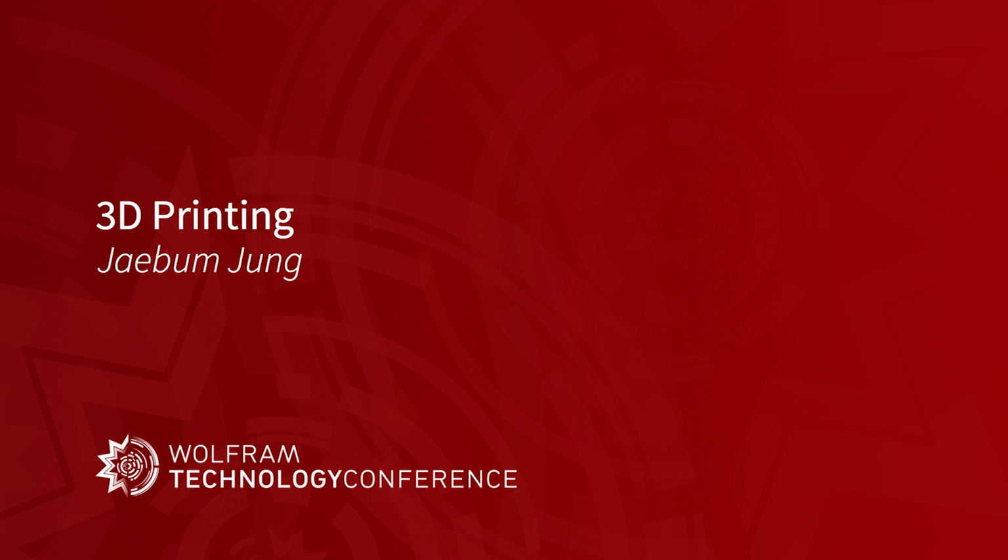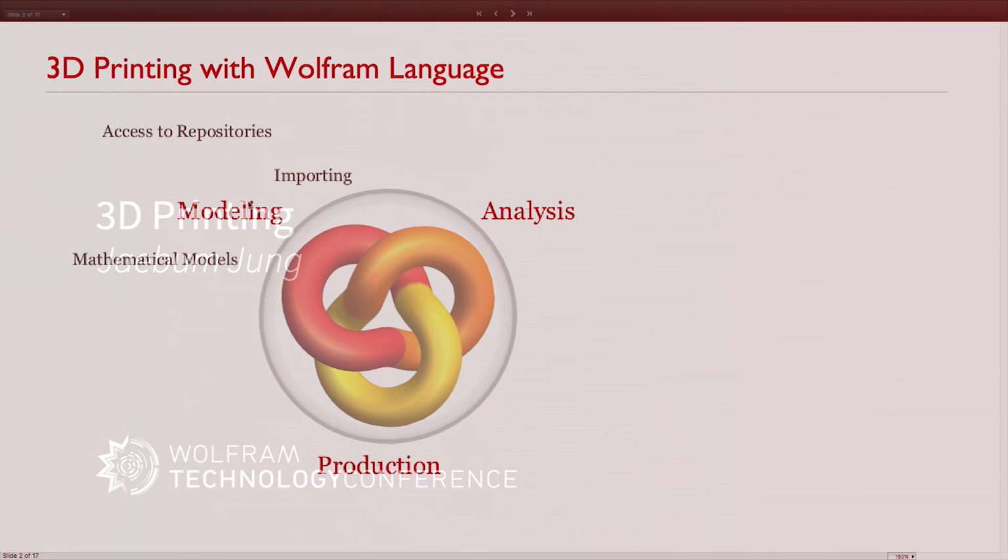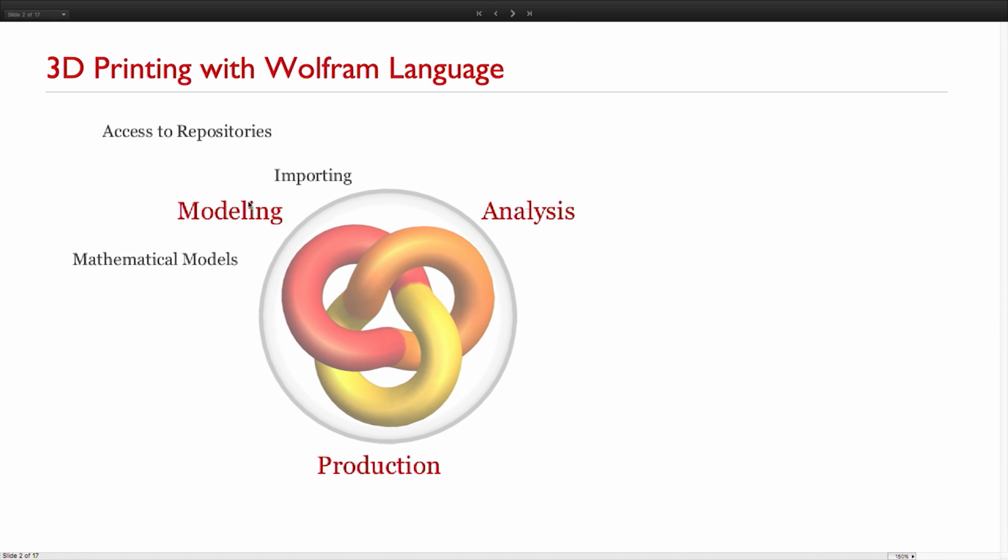So this is the general flow of 3D printing. The first step you need to do is get some model. There are various ways to get a model into Mathematica, like accessing the repository, the curated data. There are many data sets in Mathematica you can get freely. You can also use import functions to import any 3D data out there. And also you can just create models in Mathematica with some Mathematica functions.